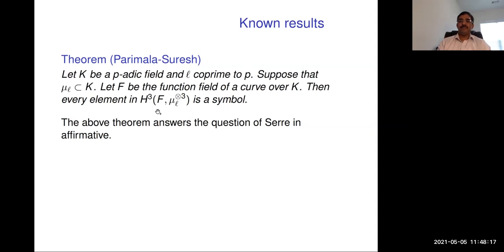So what happens for l equal to 2? Of course, later on, we also proved this about the u-invariant, but there we assume p is not equal to 2. But by a theorem of Heath-Brown and Leep, the u-invariant is 8 for all function fields of curves over p-adic fields. So in particular, if you take l equal to 2, the u-invariant being 8 implies everything in H^3(F, mu_2^{⊗ 3}) is a symbol. So therefore, even for l equal to 2 and p equal to 2 also, this is true.